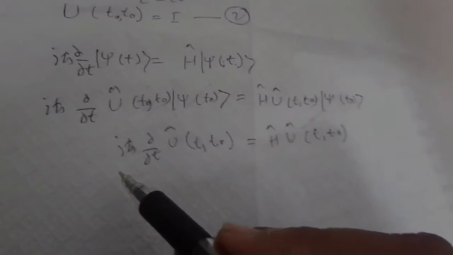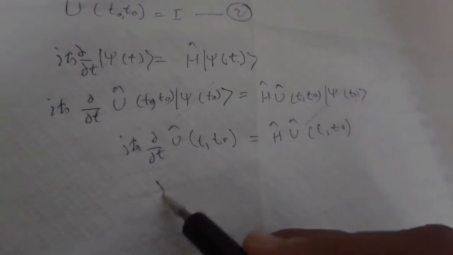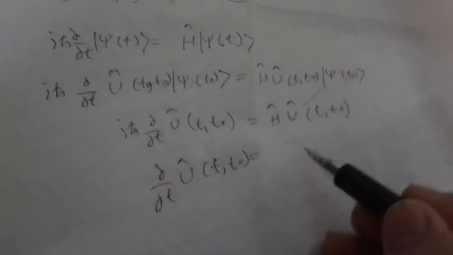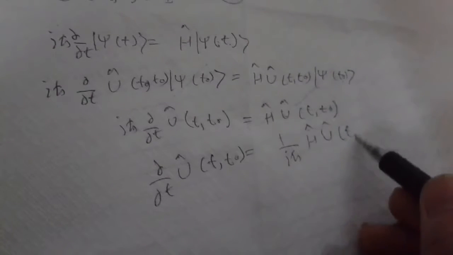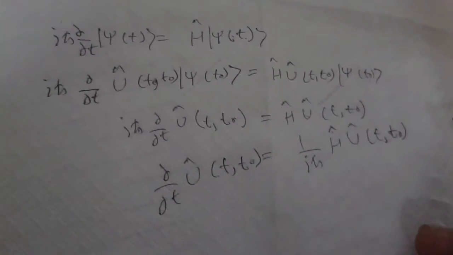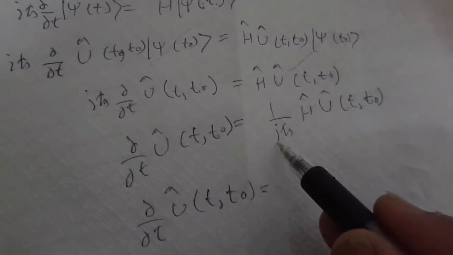Here on the left hand side is i h cut. When we take this i h cut to the other side of the equation, it will become 1 over i h cut times the Hamiltonian and the unitary operator. This unitary operator is also called the linear operator or the propagator or the time evolution operator. All of these things are the same. Del by del t U of t and t naught is equal to this, with i in the denominator.